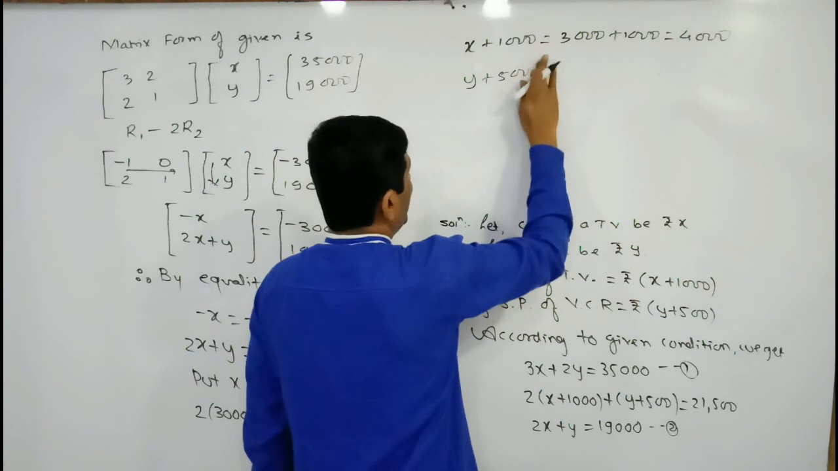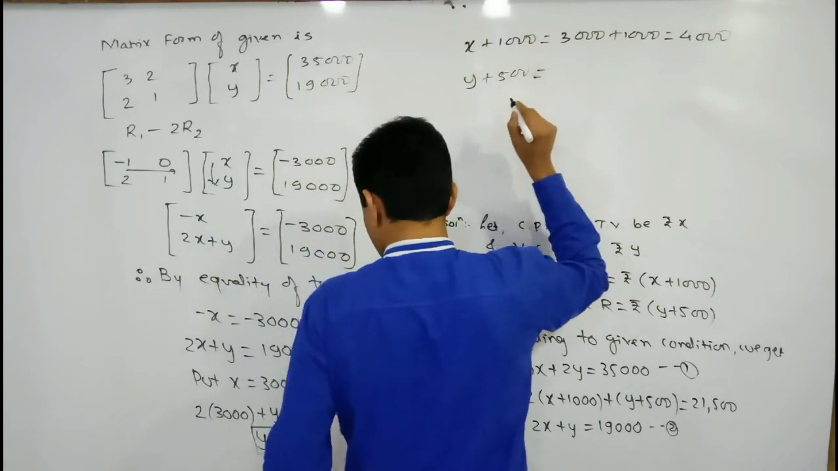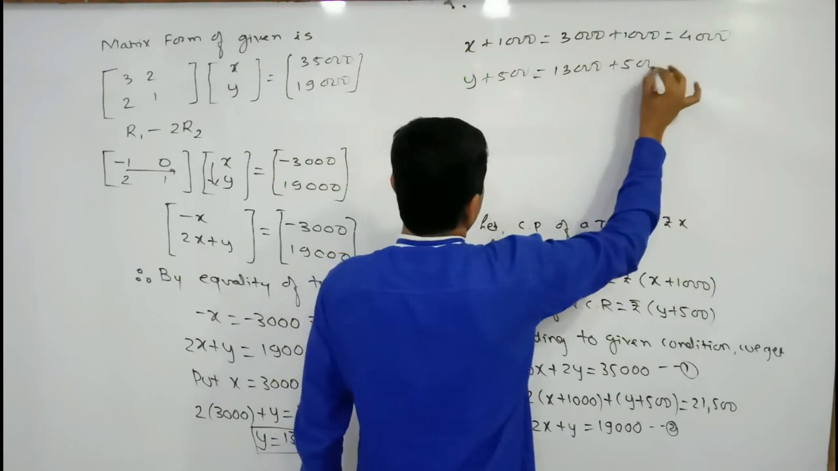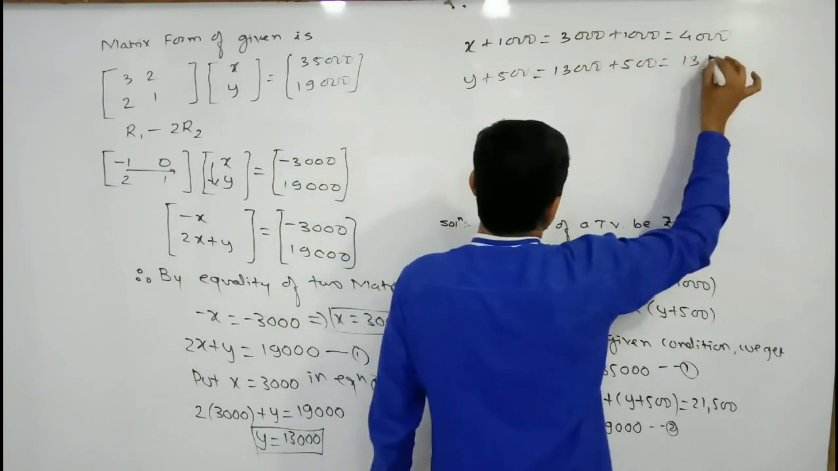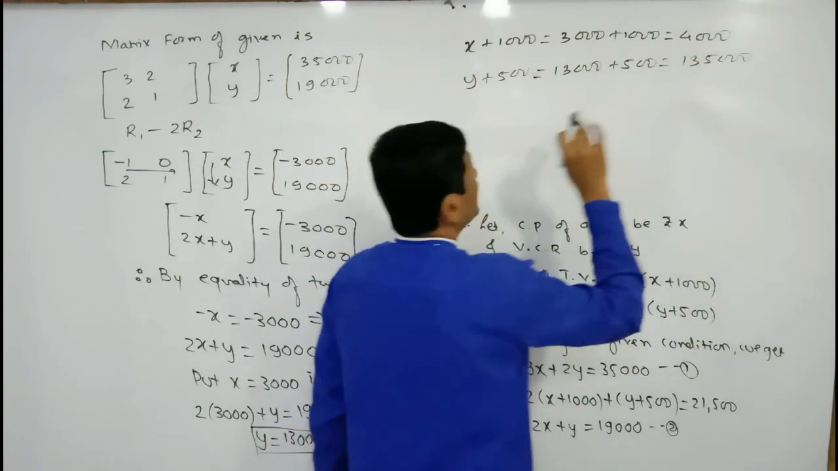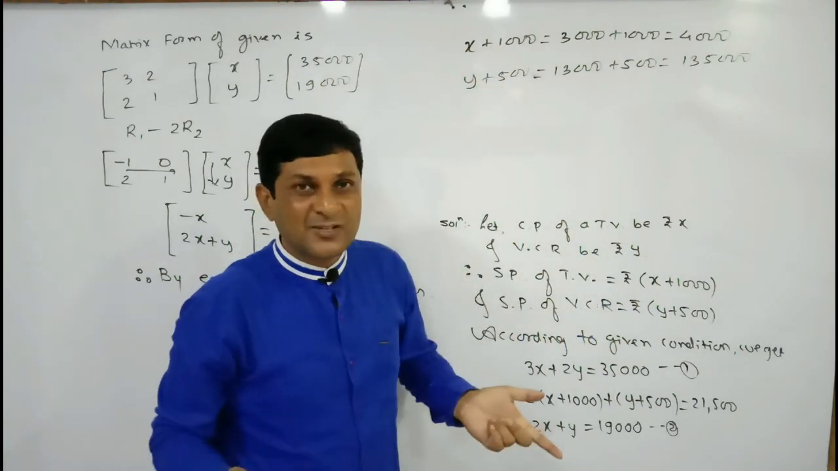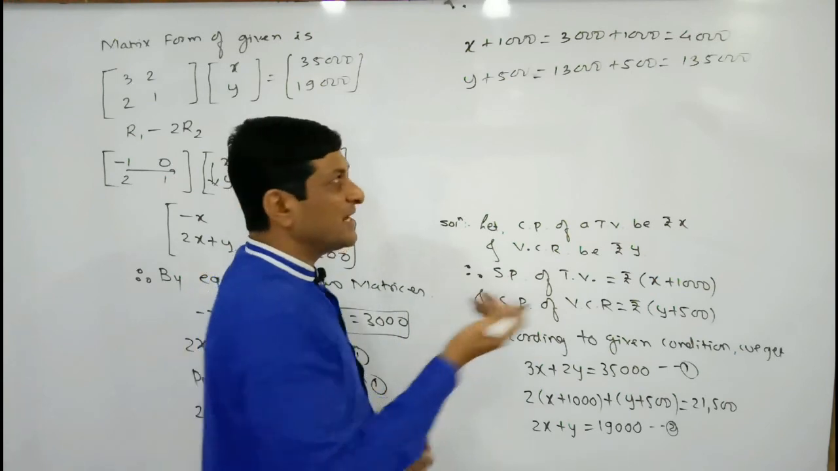And later on we are finding the selling price of the VCR, which is nothing but y plus 500. Already the value of y is known to us. What is the value of y? 13,000. 13,000 plus 500 will be equal to 13,500. Once the selling prices of the TV and VCR are known to us, we have got our required values. So lastly, write down.